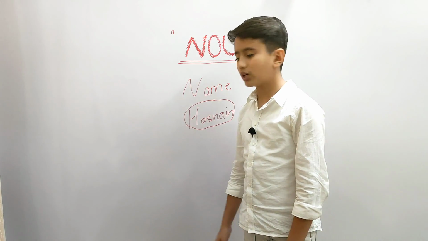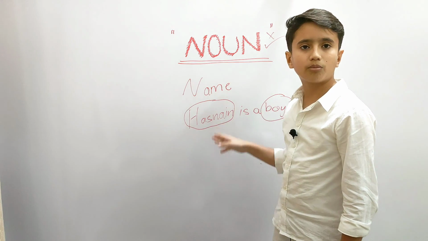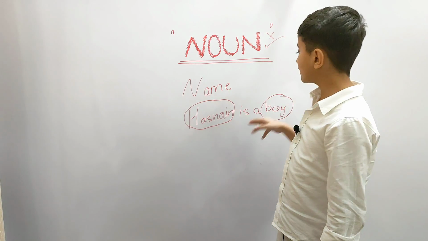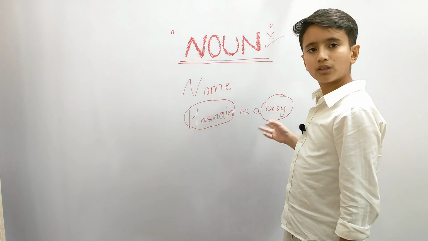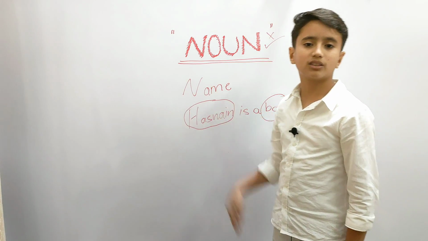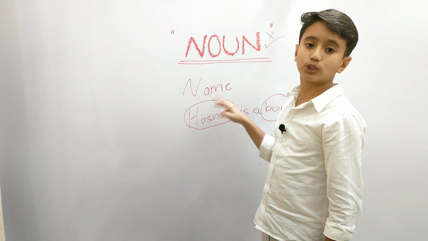That's the rule. For example, Hasnain broke the vase. The vase was broken by Hasnain. Hasnain kicked the ball. The ball was kicked by Hasnain. Hasnain taught the class, so the class was taught by Hasnain.